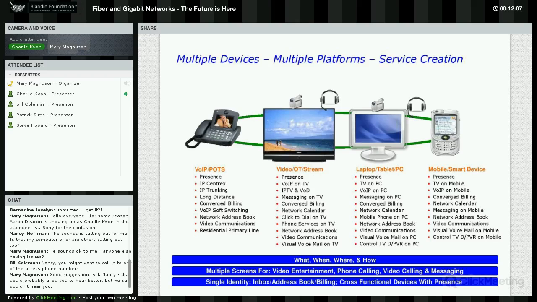For me personally, I enjoy having a single identity, a single inbox or address box. The cross-functional devices allow me to have multiple connection points, but I have a single point of presence for myself.